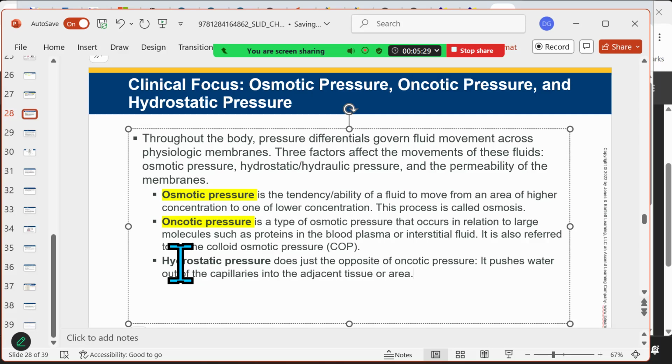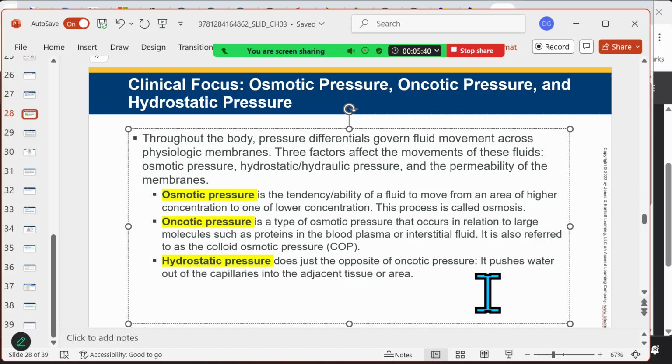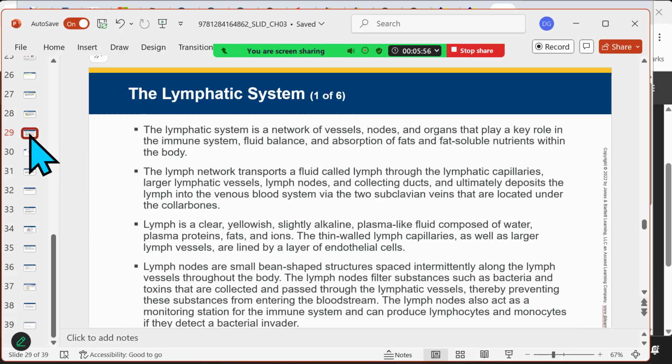Hydrostatic pressure is the actual pressure, like a fluid column, or the blood pressure of the patient. And if that's too high, it actually pushes water out of the capillaries into the tissues. That's why you might see a patient with congestive heart failure that has very swollen ankles. We call that pedal edema. And that's what's going on, is too much pressure within the blood vessels.